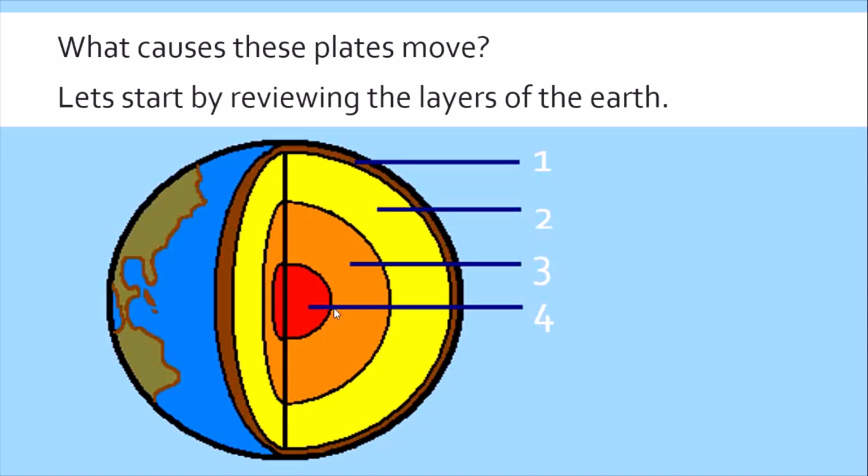Well, first, let's start by reviewing our different layers of Earth. So what is the first layer of Earth, number one, called? If you said the crust, you'd be correct. What's our second layer called?